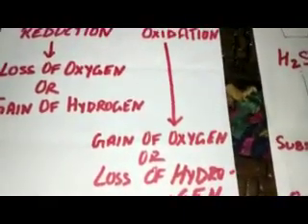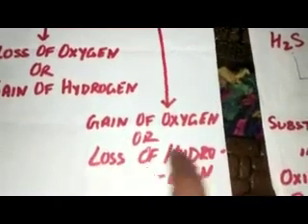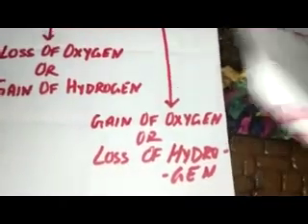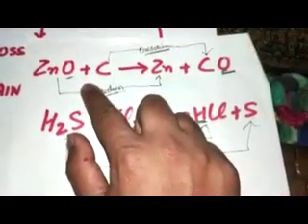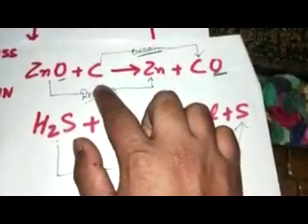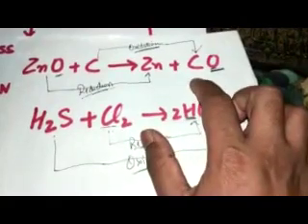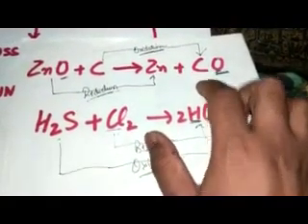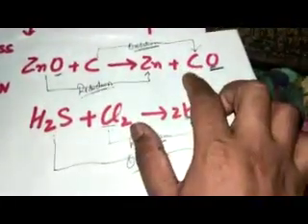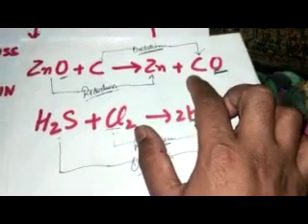What is oxidation? It is basically the reverse of reduction. In oxidation, there is a gain of oxygen or loss of hydrogen. For example, if we again consider this equation, we will see that carbon has gained oxygen during the reaction. Therefore, this is an example of oxidation.